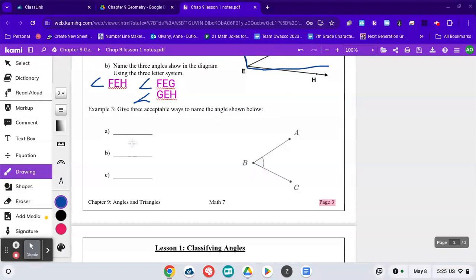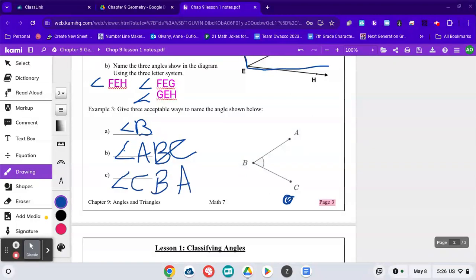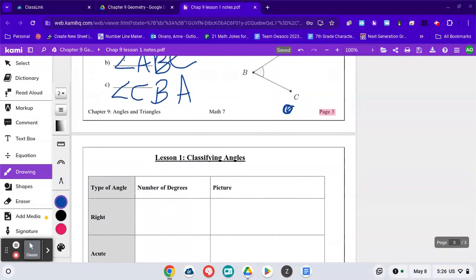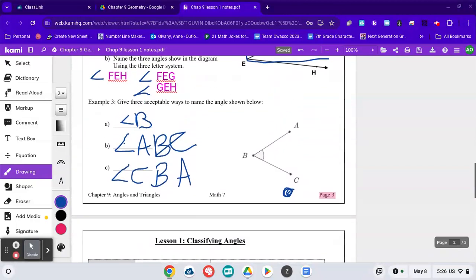All right, so this is a single angle by itself, so we can just call this angle B. Okay, I just realized I can write with my finger. And then we can start with angle ABC. Oh, that's so much easier. And we can start down here and go angle CBA. It's not neat, but it's way easier. All right, so there we go.